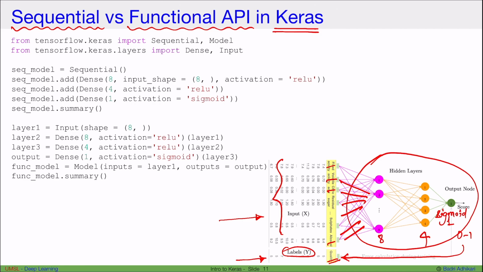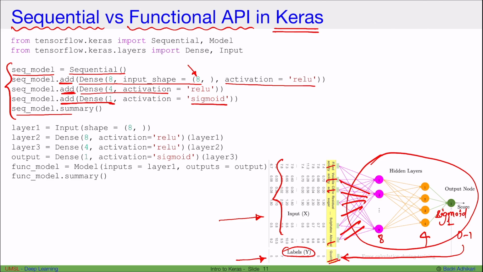Now, one of the easy ways we can do this is to write code that looks like this. Sequential model equals sequential, and then add a dense layer with 8 neurons in it, and the input shape is my number of input columns, and say my activation is ReLU. Add another layer using this add feature in the sequential model. Finally, add another layer with 1 neuron, activation is sigmoid, and I can print the model summary and I'll get a certain number of parameters.